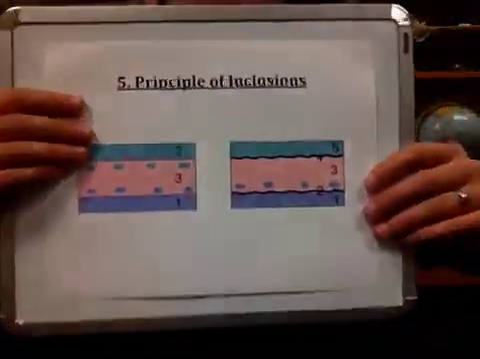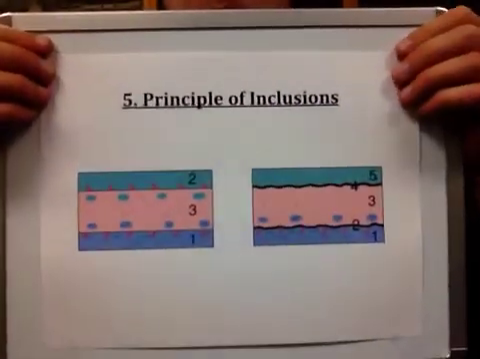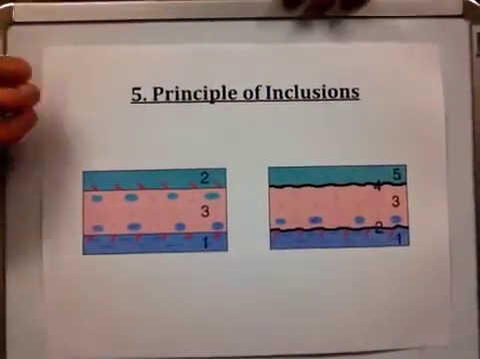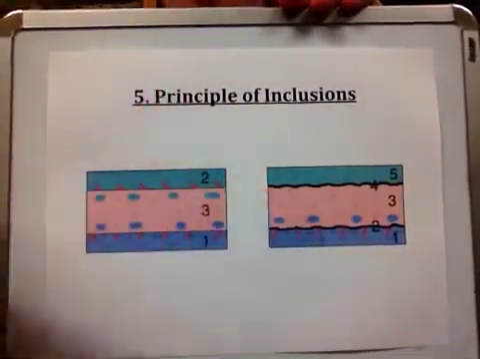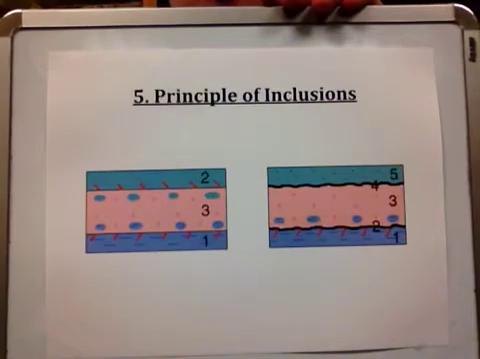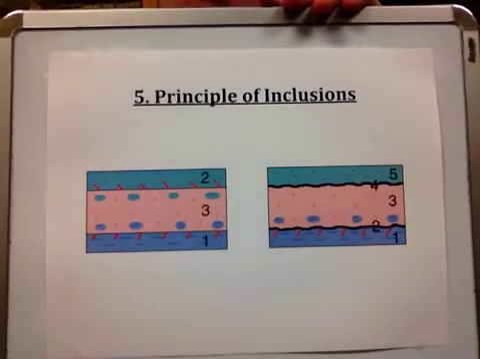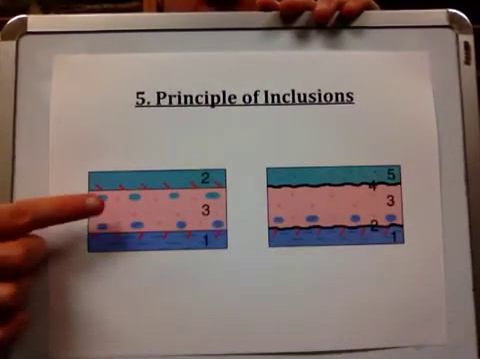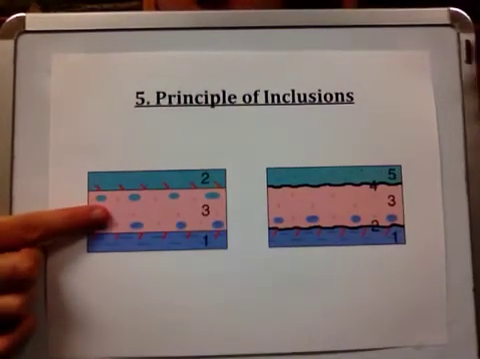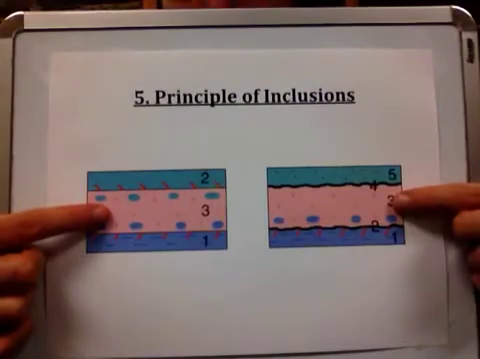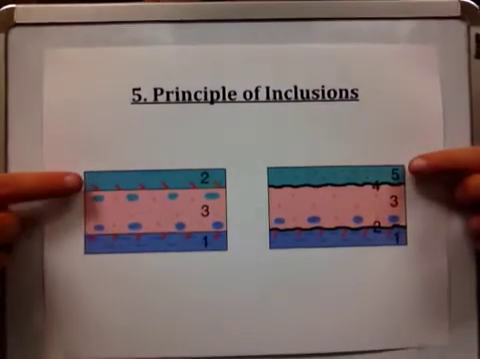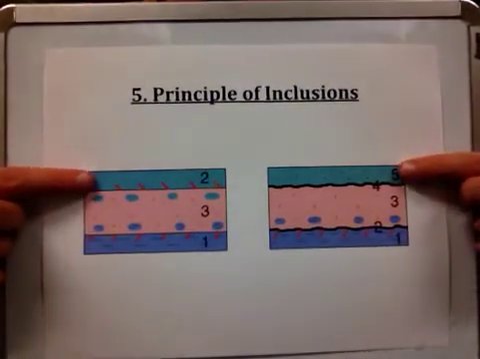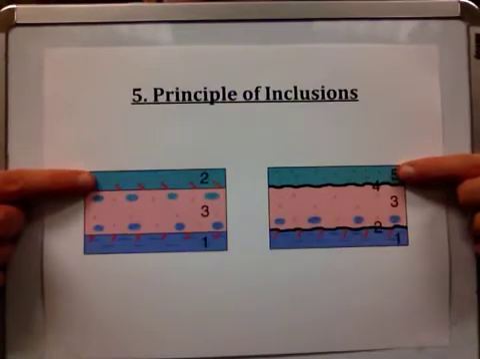And our last principle that we're going to cover for Steno's principles is the principle of inclusions. So here we have two very similar cross sections. You can see that there's a shale on the bottom that's colored blue, and then we have an igneous intrusion or an igneous rock that has been made that is then topped by a sandstone.